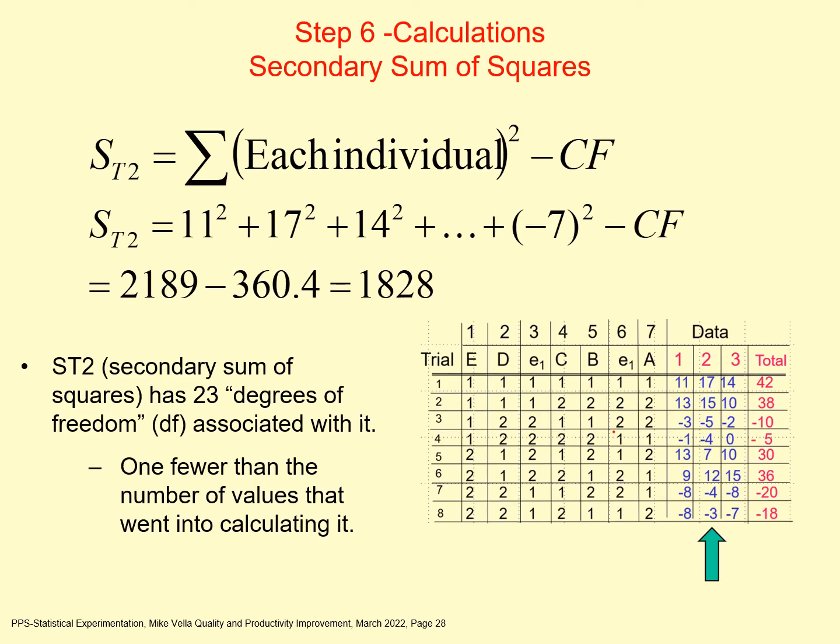Next, we're going to be calculating the total sum of squares, the ST2, and that is the sum of each individual squared. Add those up and subtract the correction factor from that. So if you take each of the individual data points, 11 squared plus 17 squared plus 14 squared and so forth, add every one of those squared and subtract the correction factor from it, you'll find the number is 2189 minus the correction factor of 360.4, and therefore the ST2, the total sum of squares, is 1828. It, of course, again, with one number less than the total number of items that went into making it, has a degree of freedom of 23.